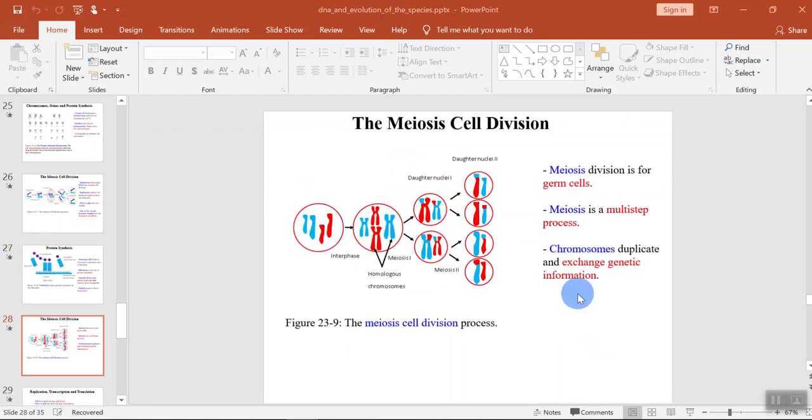Okay, so we said the other form of cell division, for reproductive cells, so for germ cells, is a multi-step process. The chromosomes duplicate and exchange genetic information. So you see here doubling, but exchange of genetic information from one chromosome to the other.